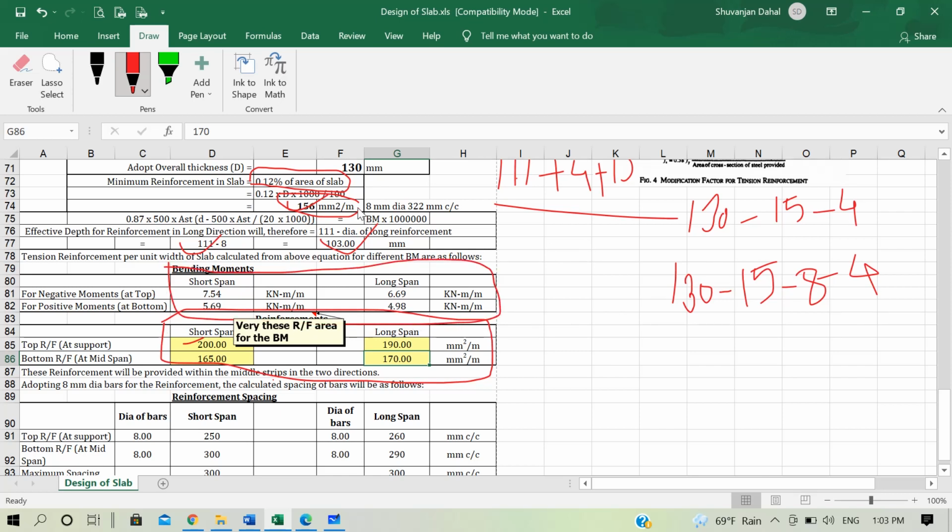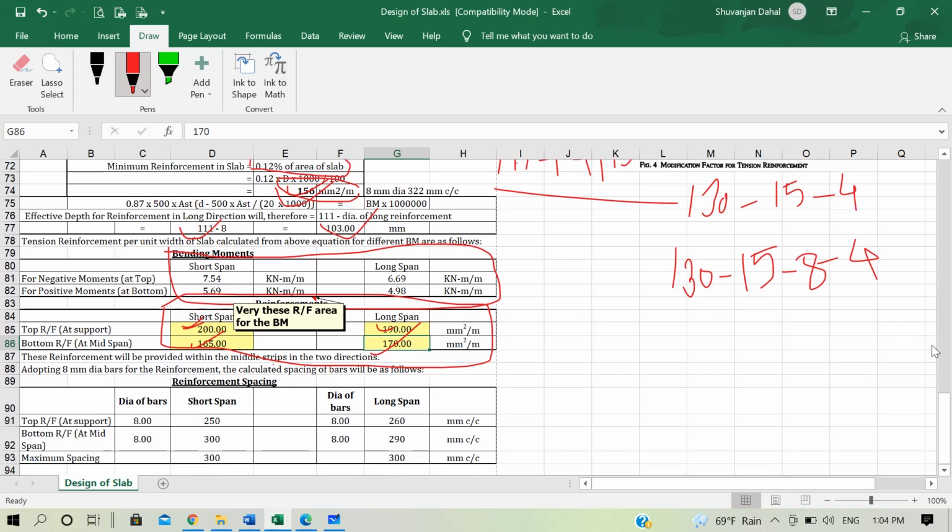And check for another thing also here. We got our minimum reinforcement in slab to be 156 mm² per meter. Also make sure that all these four values of reinforcement are larger than this 156 mm² per meter. So our design is complete. We have got the value of thickness of the slab, we have got the value of reinforcement at all sections. Now using this value of reinforcement, you can perform detailing of the slab also.